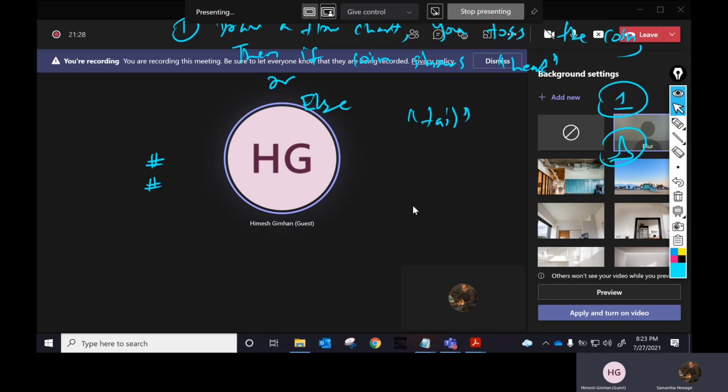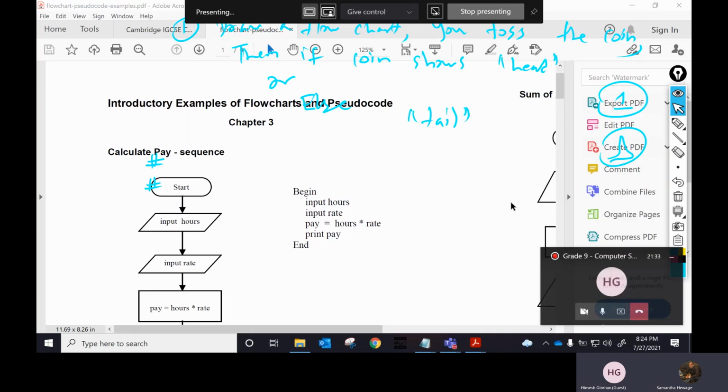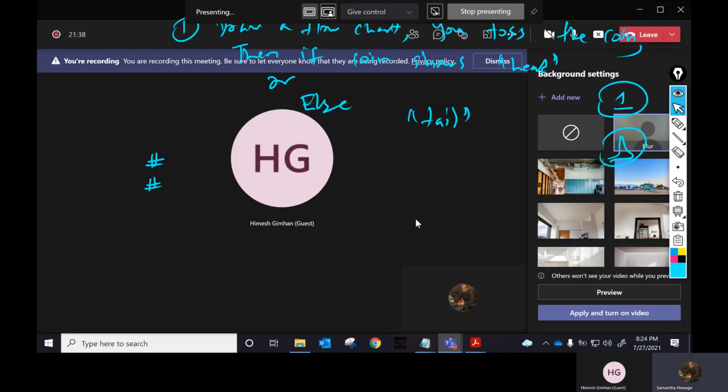Sir, if the coin is heads, display heads, right? Yes, you need to display head. That's it. And after that you end the program, you close it. Small program, right?